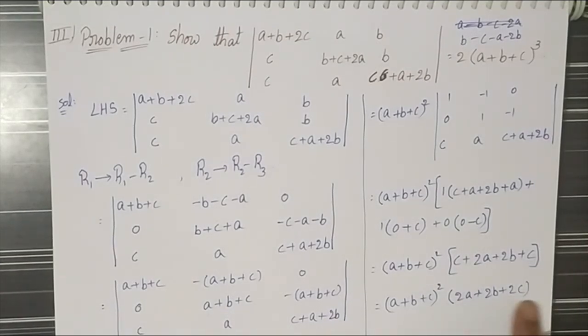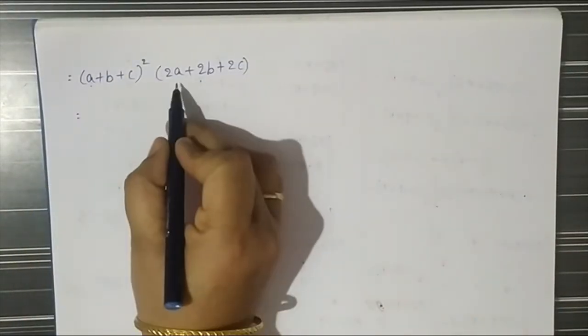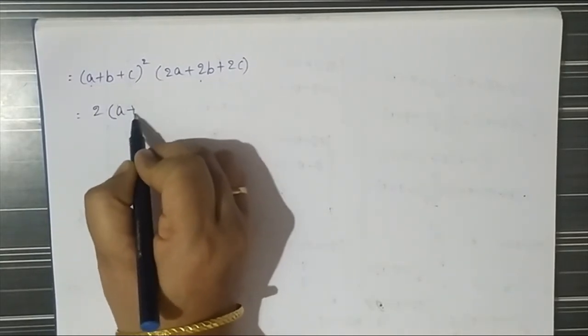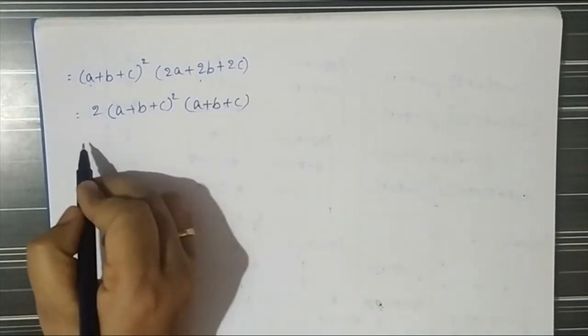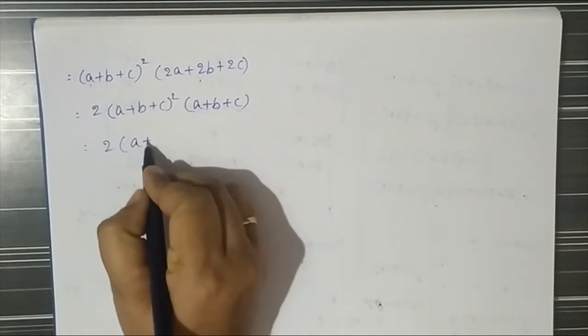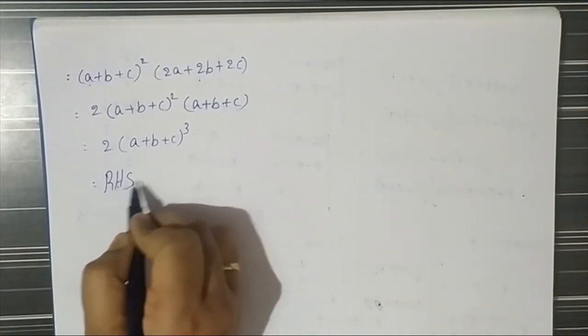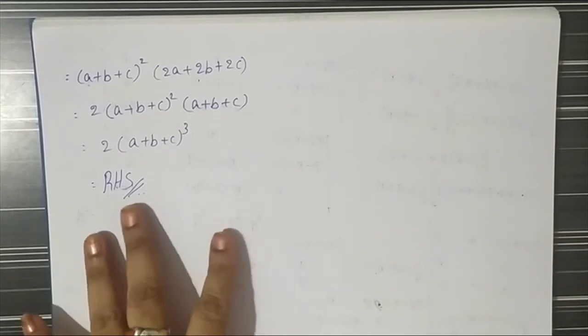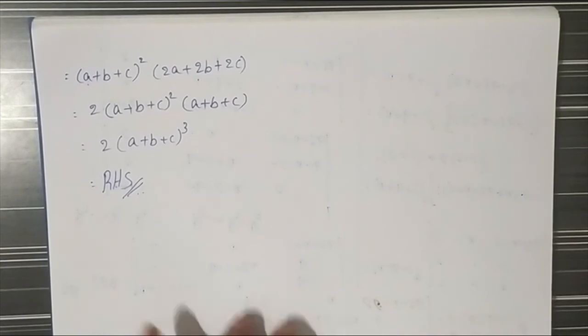Here we have to take common. Taking 2 common, that is equal to 2 into (a+b+c)^2 into again (a+b+c), which equals 2 into (a+b+c)^2 into (a+b+c), and the value is 2(a+b+c)^3. This is equal to the RHS of the given problem. This is the solution of the first problem in section 3.